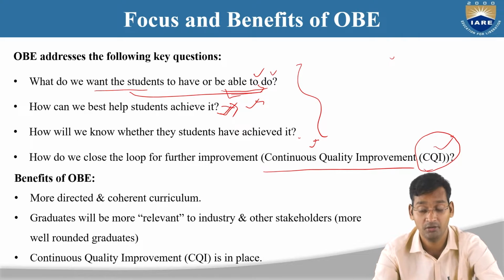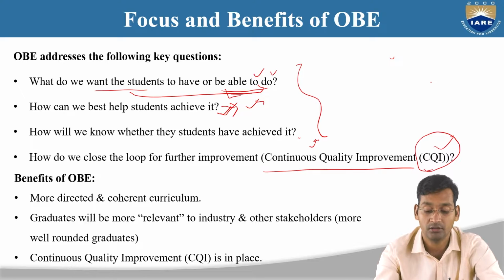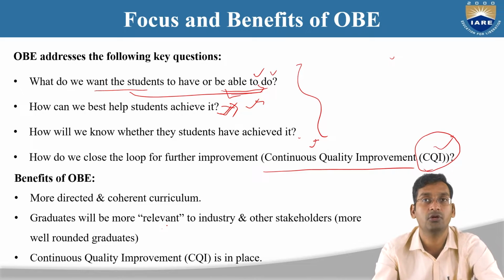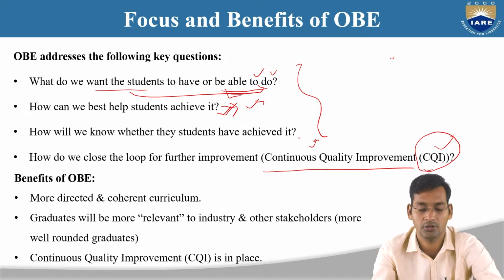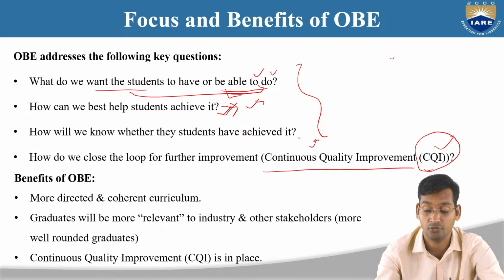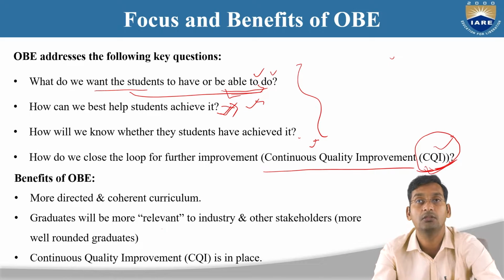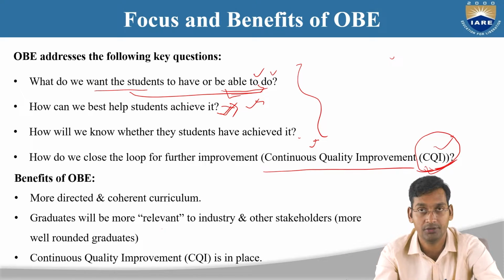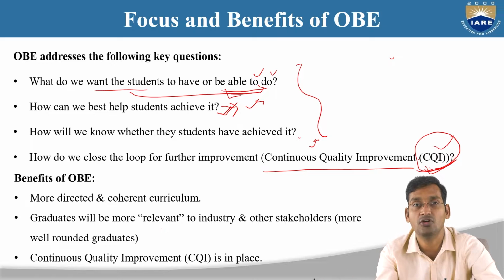So in benefit, what happened? Once you are upgraded and you followed the OBE, whatever the requirement of the industry is, you have that knowledge, which means you are perfect for that industry. So graduates will be more relevant to that industry. Okay. Next, continuous quality improvement is in place. With this, you can improve yourself lifelong. That we have already discussed. So in this, lifelong you can learn something to upgrade yourself.